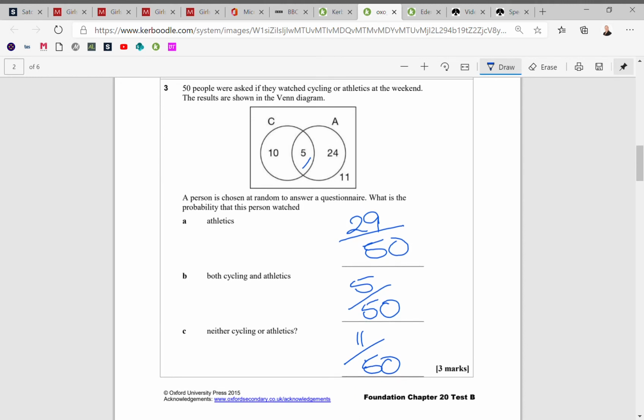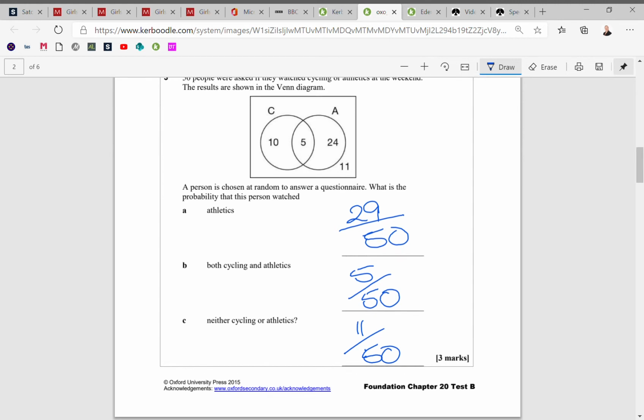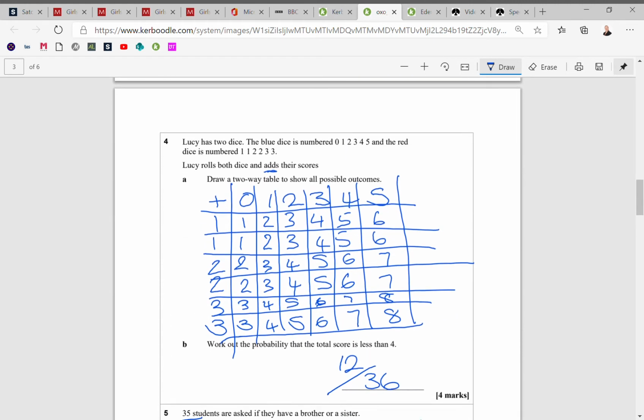Here we go. What's the probability they watch athletics? Well, that's that whole athletics circle there, which is the 24 plus the 5, which is the 29. Cycling and athletics is the middle bit here, which is 5 over 50. And neither is the 11 over 50. Probabilities have to add up to 50.